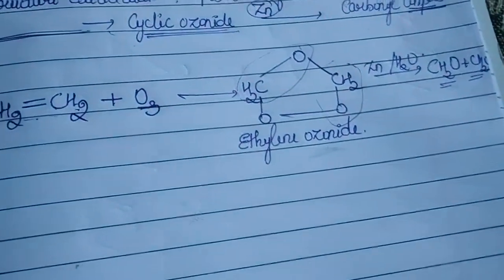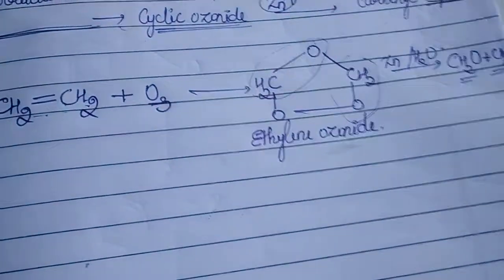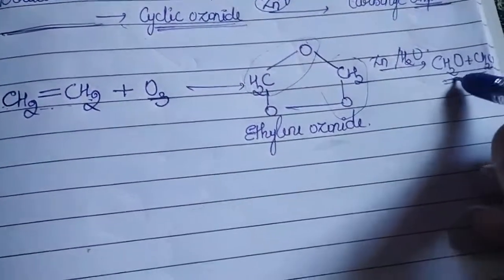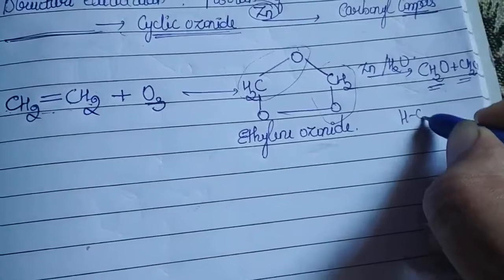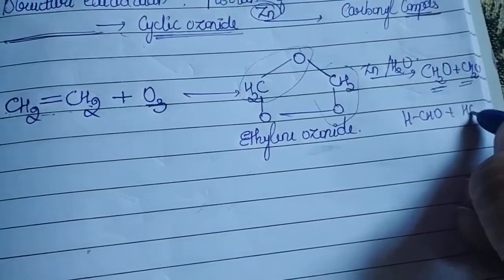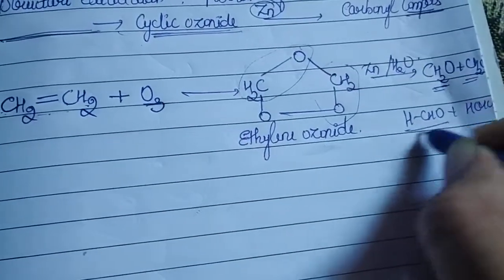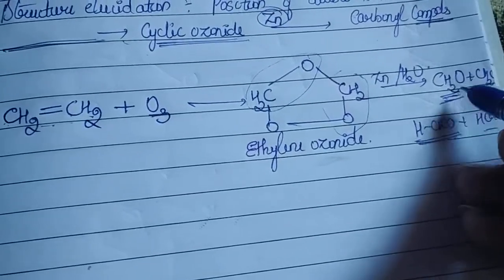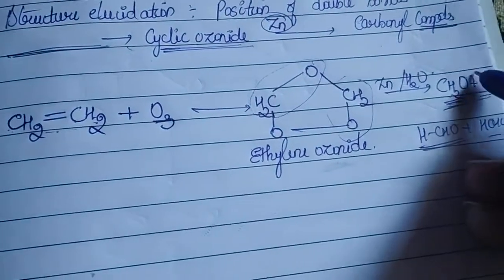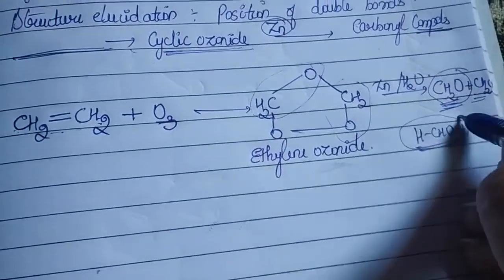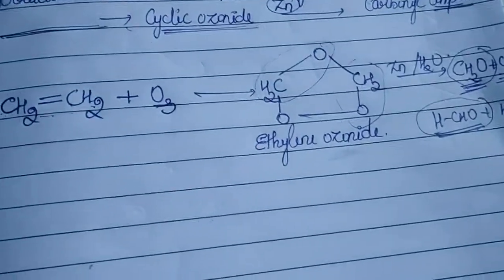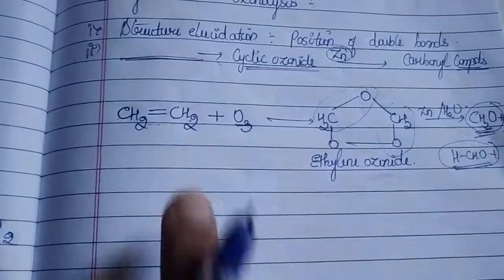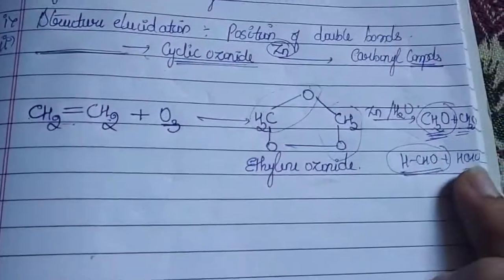This is the way of remembering these reactions. The CH2O means what? It is HCHO plus HCHO, that means formaldehyde. Overall, we can write formaldehyde in this way also. CH2O, you have to judge yourself that it is formaldehyde. So this was the case when I took ethene, I obtained formaldehyde.